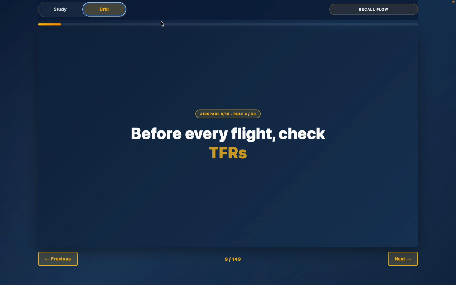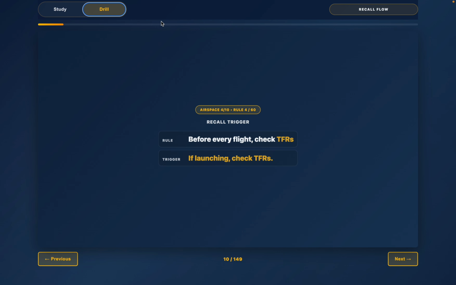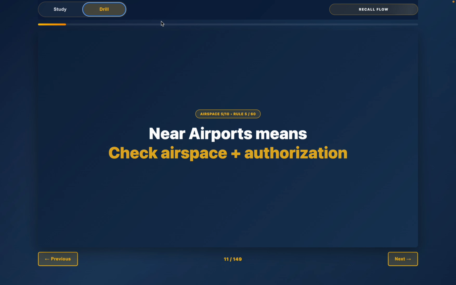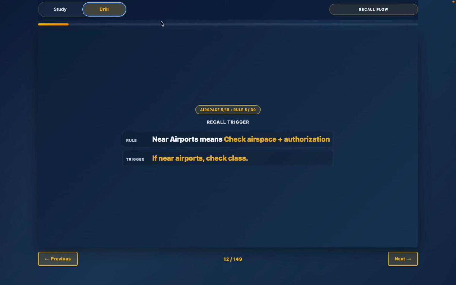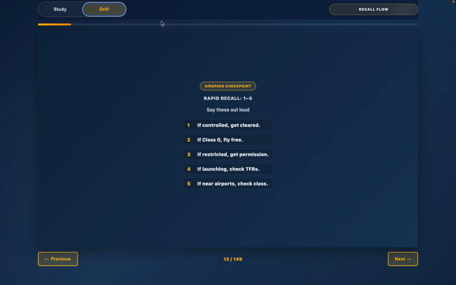Rule 4. Airspace legality can change without warning based on events or emergencies. That's why timing matters just as much as location. Trigger phrase: if launching, check TFRs. Rule 5. Airport proximity alone doesn't decide legality. The airspace class around the airport does. Trigger phrase: if near airports, check class.